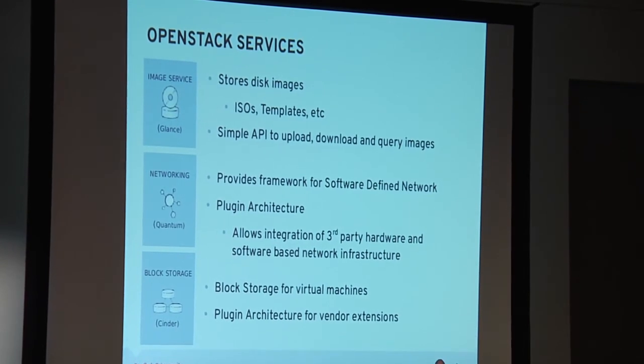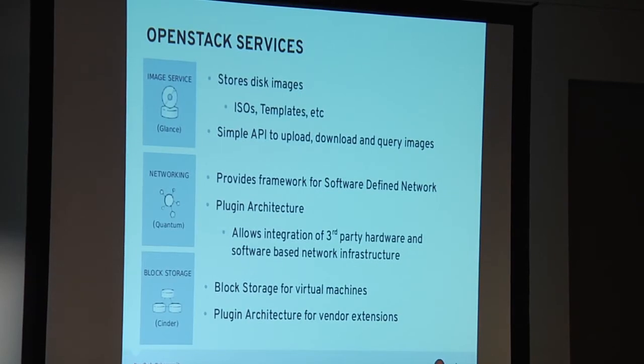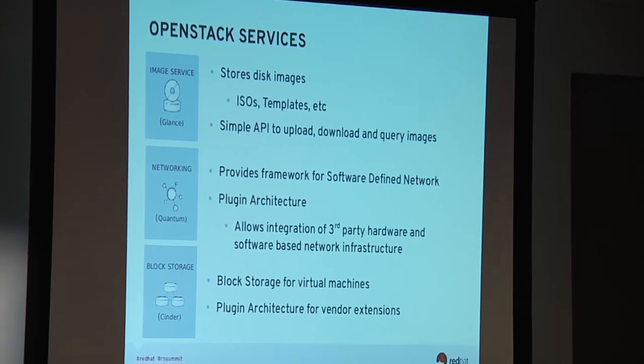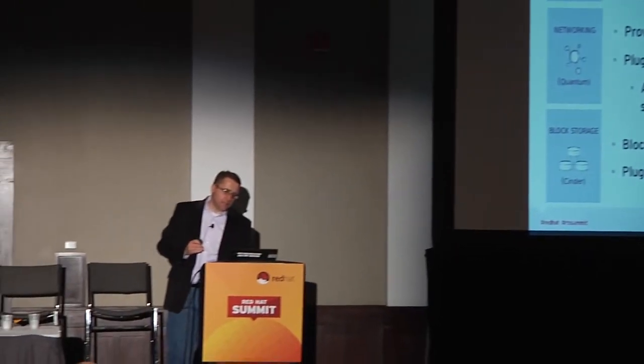So the OpenStack image service, codenamed Glance, is a very simple service that allows me to store an image. I can put an image that's like a template or an ISO or a disk image. So get an image, put an image, and get metadata about an image. Very simple service. For networking, the Quantum project, it's a plugin framework for software-defined networks.